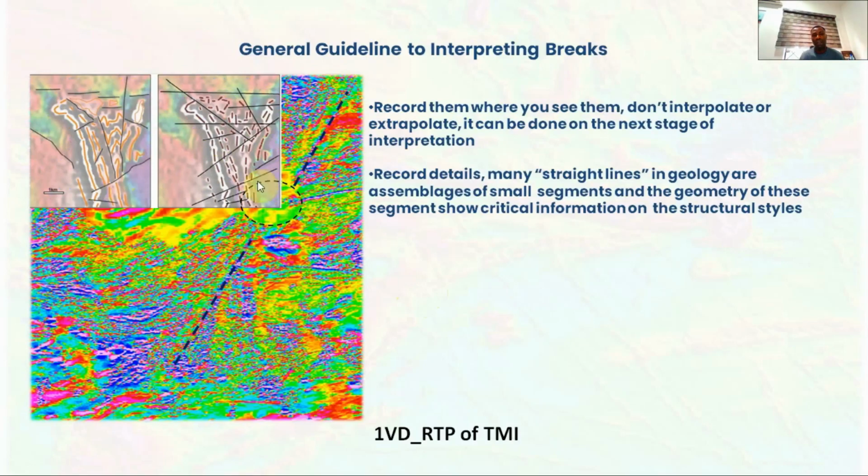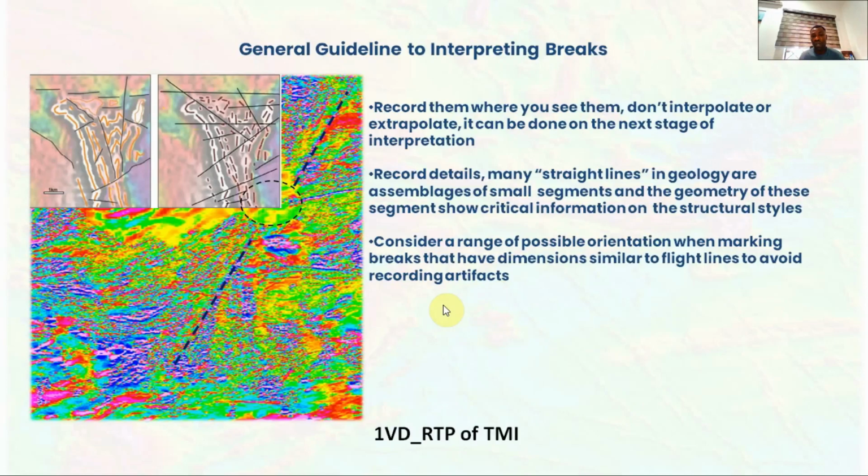Now, if you look at these two here, they are not of the same observation. Somebody here is observing east-west, someone here is more of observing north-south and kind of southwest. So also try to consider the range of orientations while marking breaks, because some of these markings might be similar to flight lines, and this can form artifacts while you are recording, and they may not be true lines. So you need to be very careful and understand whether your flight line is north-south or east-west.